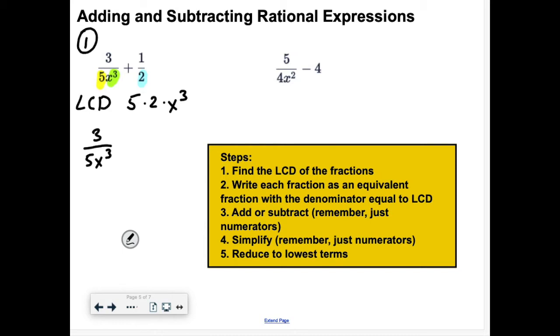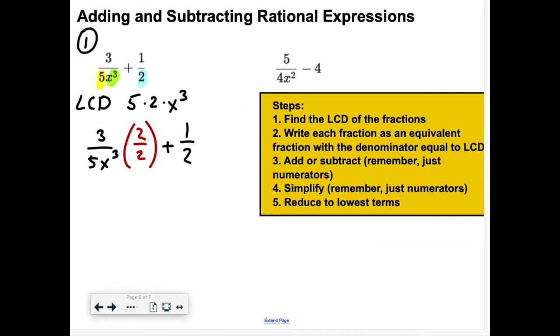Well, actually, I'm not going to multiply my fractions by this. I just need to make my denominators all look like that. So I have my 3 times 5x cubed. The only thing that's missing from my LCD in this first fraction is the 2. So I'm going to multiply this by 2 over 2. Plus my 1 over 2.